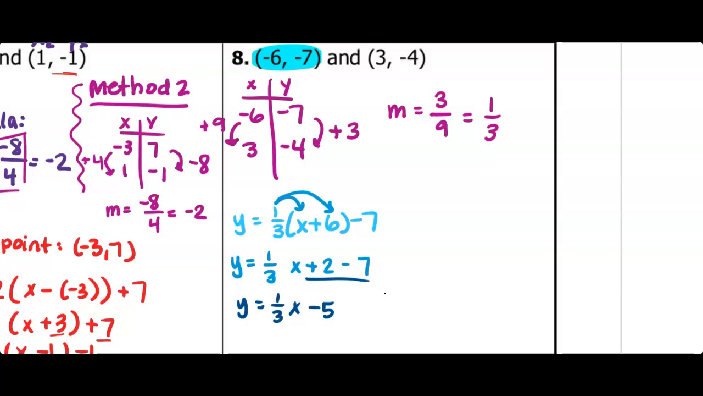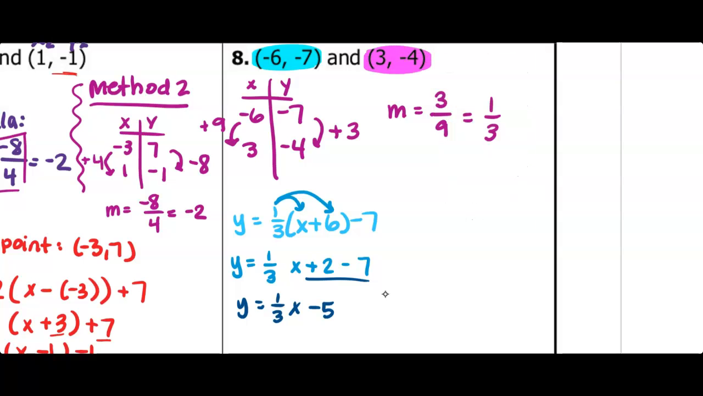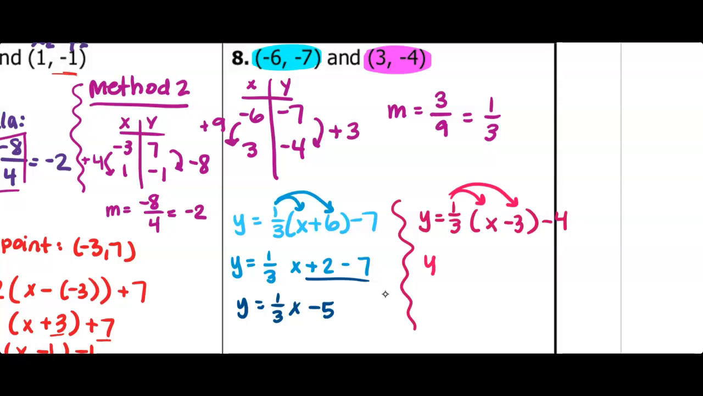Now I'm going to do pink, and my pinks will use the other point. So I'm going to have y is equal to 1/3 times (x - 3) minus 4. Again, I'm going to distribute the 1/3 in. So I'm going to get y is equal to 1/3 x, 1/3 or 1 times -3 is -3, divided by 3 is -1, minus 4. And then combining my like terms, I get that y is equal to 1/3 x minus 5.